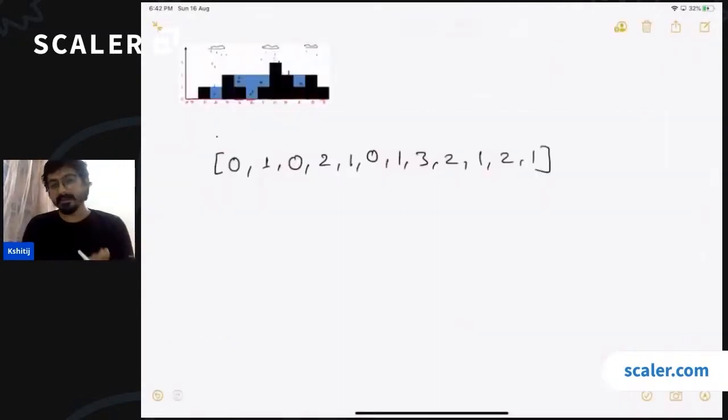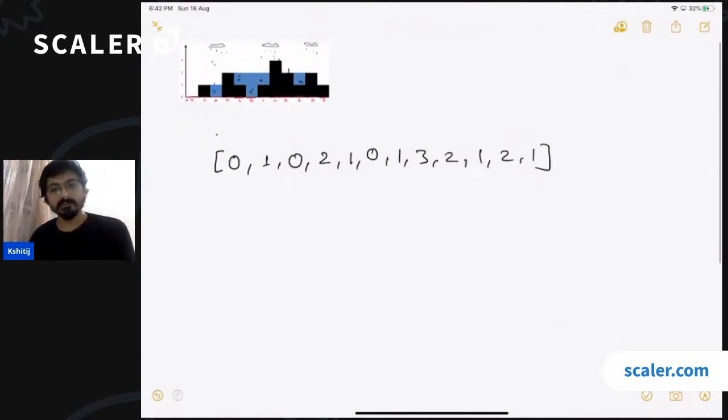If we just add the amount of water, or the size of the water column, trapped above each and every building, we get the answer. Now the question is how to get the amount of water trapped above each and every bar, right? So we have reduced the problem from finding the total amount of water to counting the amount of water trapped above each and every bar. But how to do that?